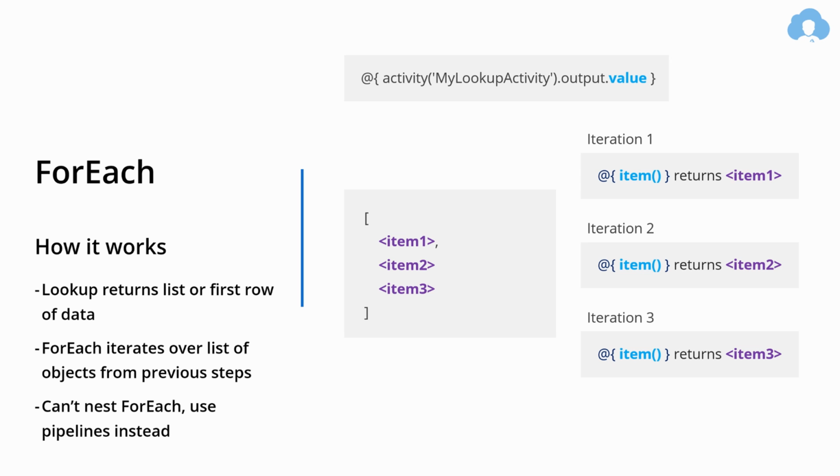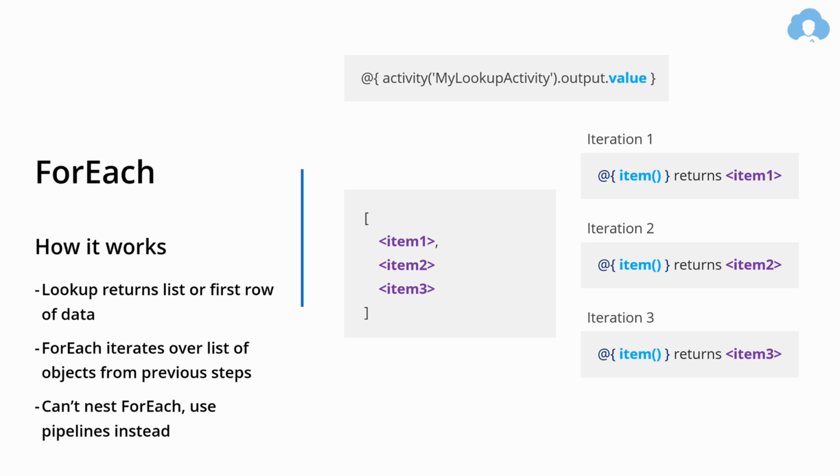And one thing to note here is that you cannot nest a ForEach inside of a ForEach. So you cannot do nested looping. If you need that kind of behavior, then you need to nest a pipeline and then put a nested ForEach within that pipeline. It's a bit cumbersome, but it's how it is.